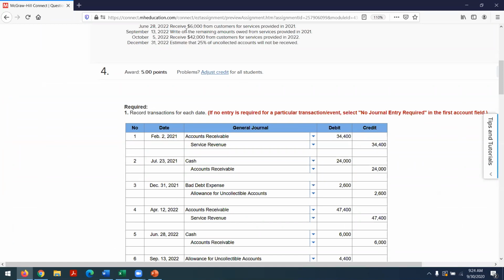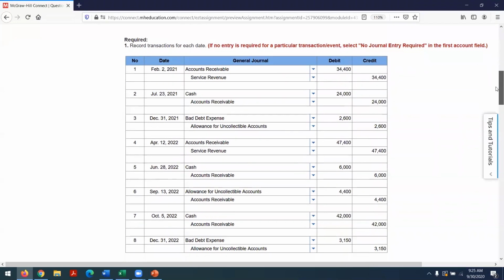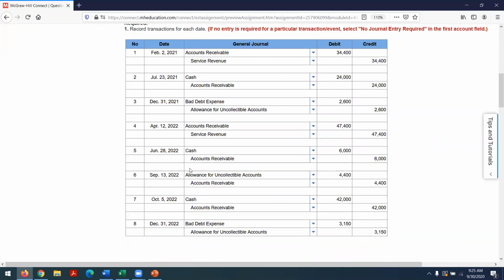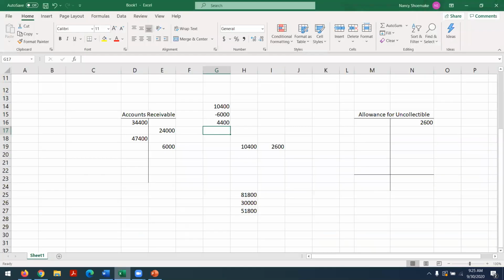So it says, write off the remaining amounts owed from services provided in 2021. We are going to debit our allowance for uncollectibles of $4,400, and we're going to credit our accounts receivable for $4,400. What we're doing here, guys, is we have now zeroed out any accounts receivable that we owed from the previous year.